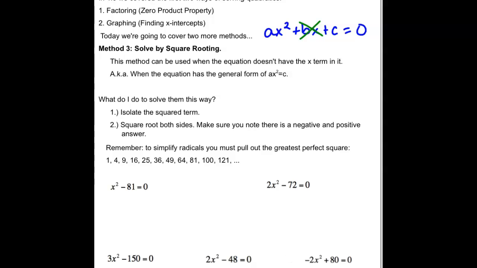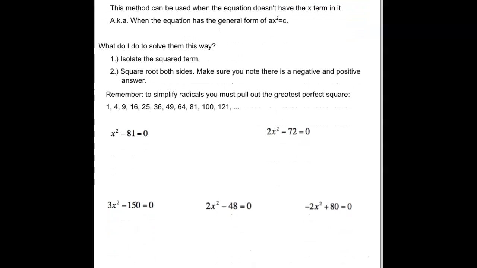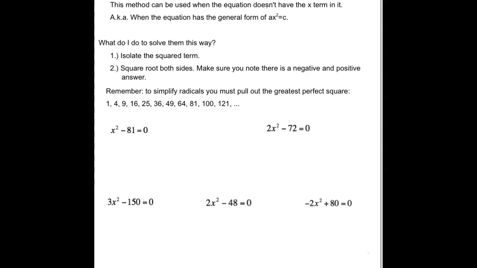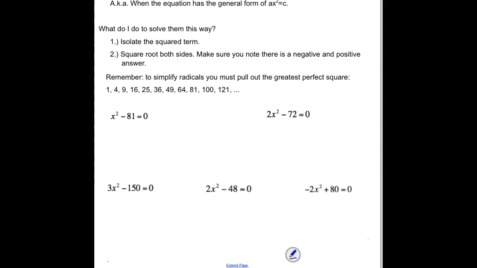So what do we have to do to solve with square rooting? We have to isolate the squared term. Sometimes it's just a plain x that's being squared, sometimes it's a whole quantity being squared. Once we have that isolated on one side, we can square root both sides. Make sure you remember that there is always a positive and negative when we square root. We have to consider both options. And sometimes we will end up with a radical expression for our answer. Make sure we simplify that, pull any perfect squares out.